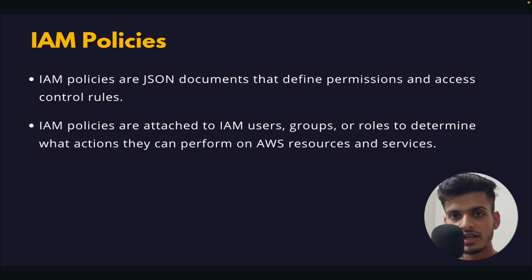So in the AWS management console, we just put a tick mark against the policy that we want. But in the background, it actually generates a JSON file and attaches that JSON file to the IAM user, group, or role. And that is how a permission is assigned to a particular entity. And that's all about IAM policies.